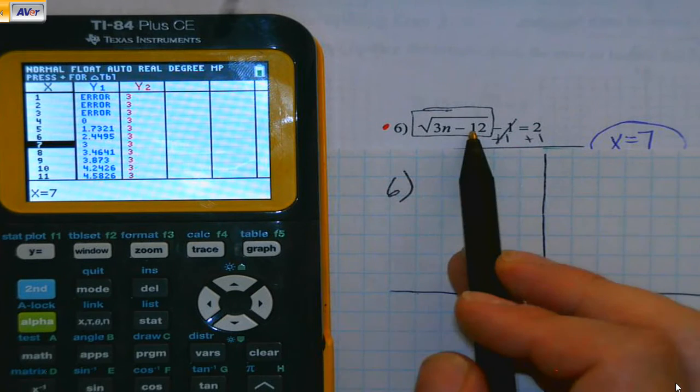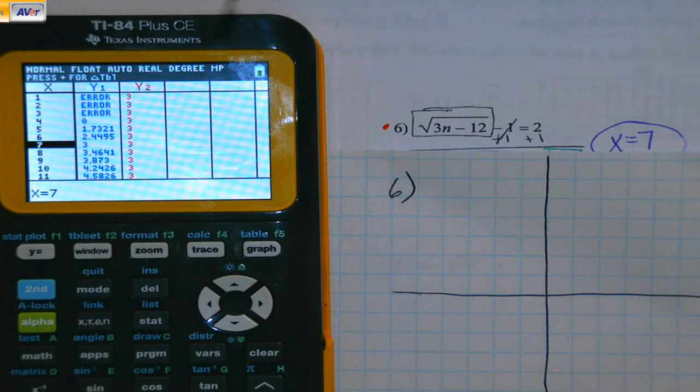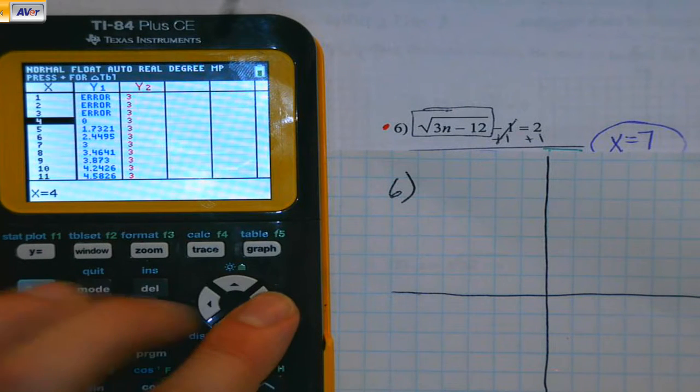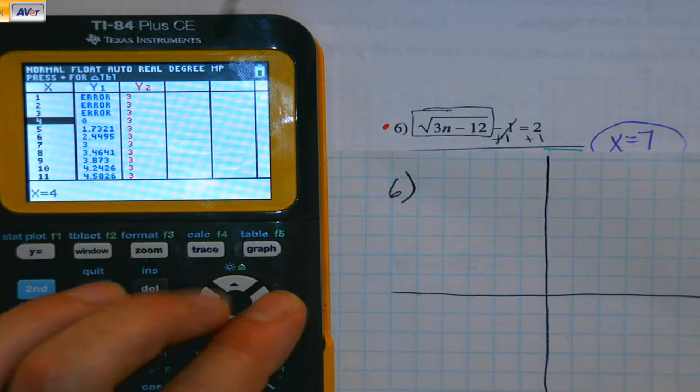So for my radical part, my square root of 3n minus 12, what I'd do is I'd go through looking for the whole number part. So like here, I'd have a point at 4, 0.